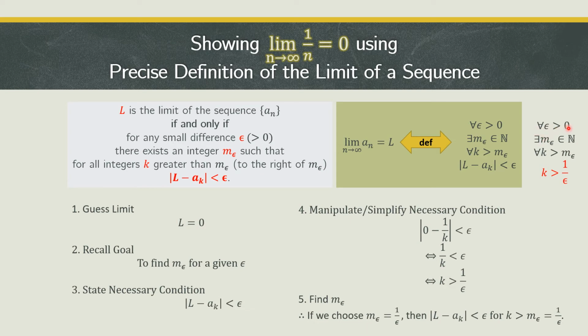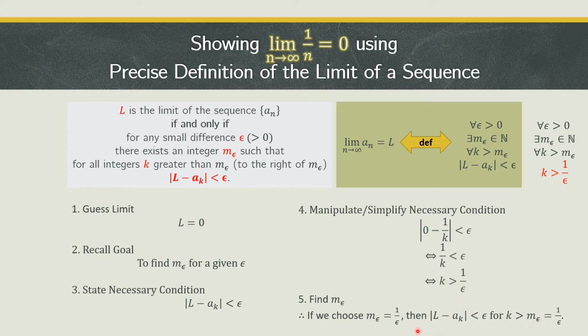For all epsilon greater than 0, there exists an m sub epsilon such that for all k greater than that number, k must be greater than 1 over epsilon. And this is a very nice expression, because what this is telling us is that for all k that is greater than this number, k will be greater than this number. Again, for all k greater than this number, k is greater than this number, which means we only have to equate this number m sub epsilon and 1 over epsilon.